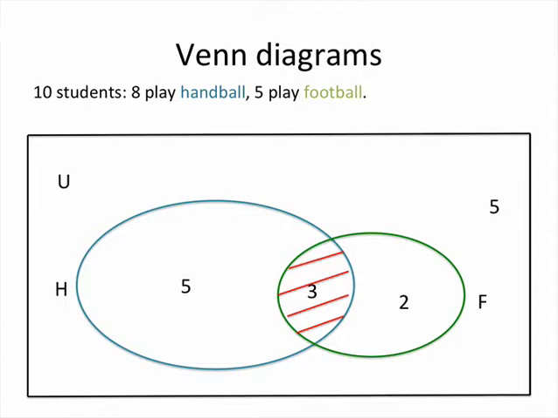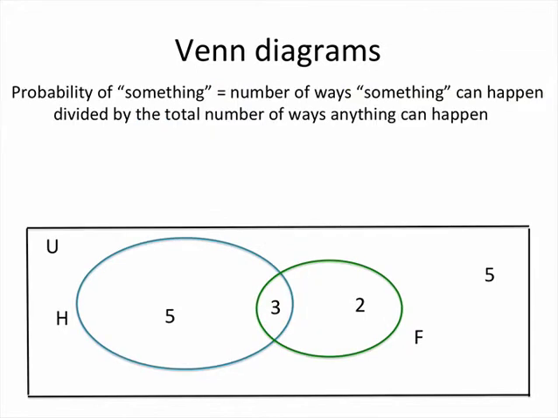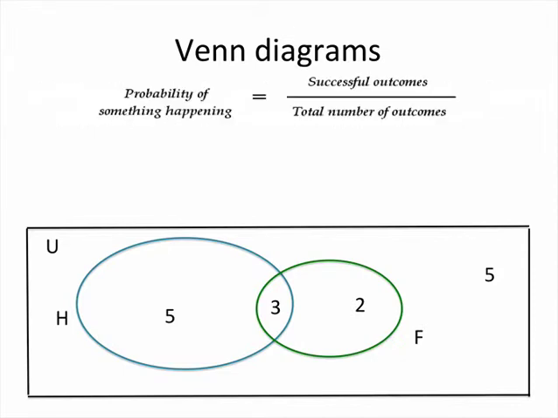Venn diagrams are also very useful for working out probabilities. The probability of something happening is just the number of ways that something can happen divided by the total number of ways anything can happen. Or that's often put in a slightly more condensed way. The probability of something happening equals the number of successful outcomes over the total number of possible outcomes.